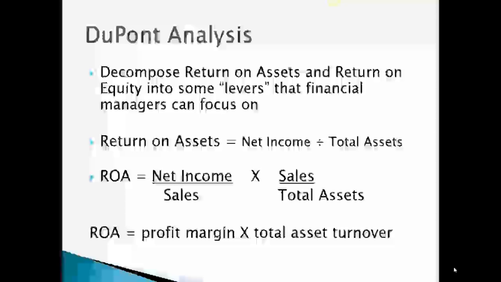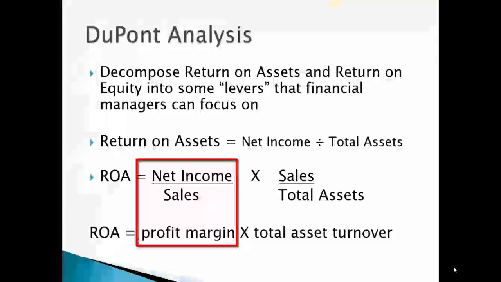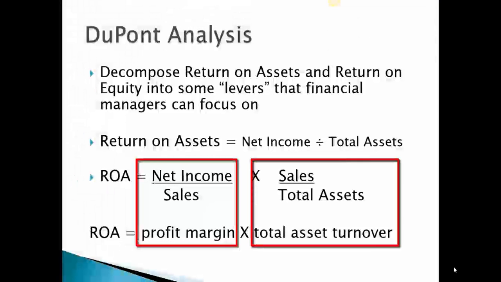affect financial performance. So return on assets is defined as net income divided by total assets, but we can decompose that into a couple of different pieces. And those pieces are net income over sales multiplied by sales over total assets. So we have the product of two different ratios gives us the return on assets. And in particular, those ratios are the profit margin. So net income over sales is the profit margin. And sales over total assets is the total asset turnover.